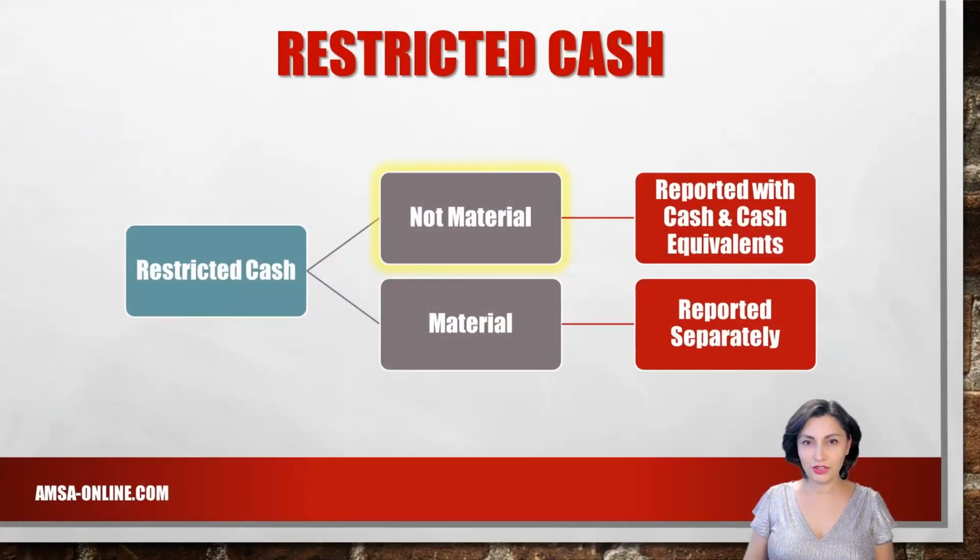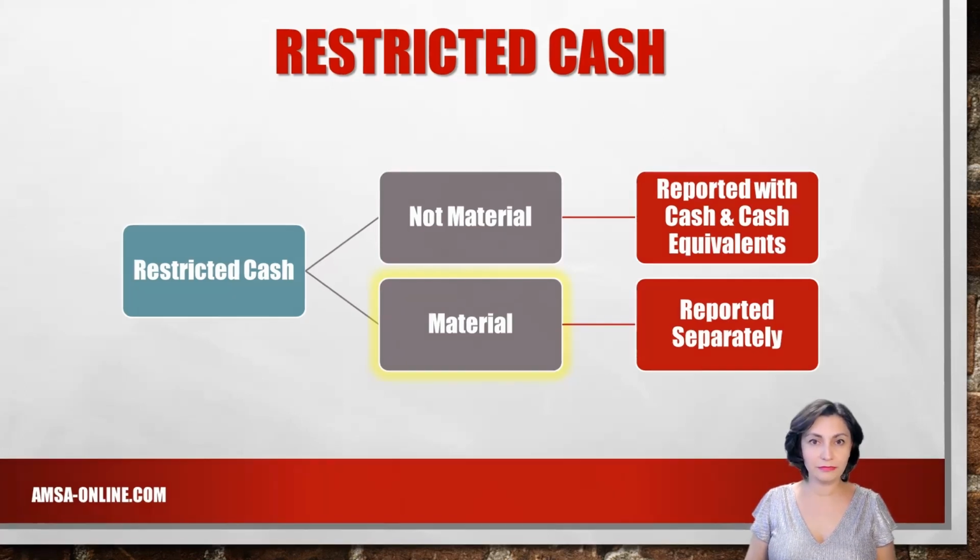In most situations, these fund balances are not material. As a result, companies don't separate them from cash in the financial statements. Examples of restricted cash include petty cash, payroll, and dividend funds that are set aside for a particular purpose. When balances are material in amount, companies separate restricted cash from regular cash for reporting purposes.